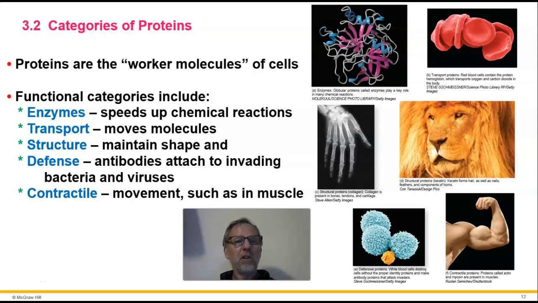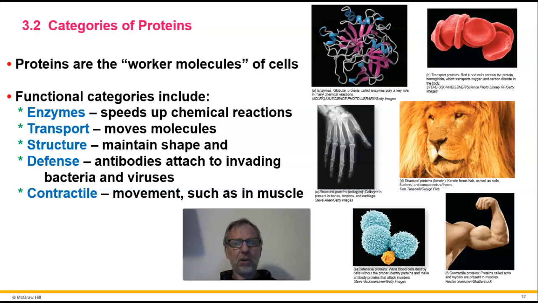A third functional category listed here is structure. There are 2 examples of structural proteins on this figure, on your slide. For example, in the X-ray of the human hand, it's pointing out that collagen is a structural protein that's found in your bones, your ligaments, etc., and helps to hold things together. In fact, almost 50% of the protein in your entire body is collagen, helping to hold things together.